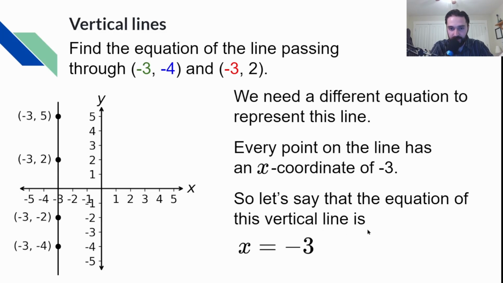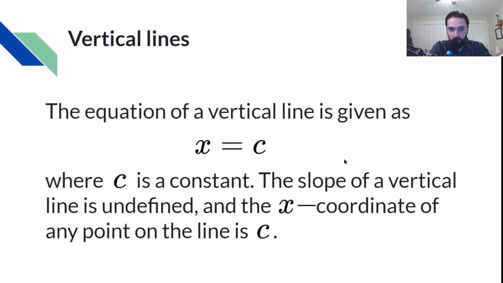So that's our answer. And that looks a little goofy at first. Usually when we have x equals something, that's going to be the solution to some equation that we solve. But in this context, we're going to say that the equation of a vertical line is given as x = c, where c is a constant. The slope of a vertical line is undefined, as we showed by using the slope formula. And the x-coordinate of any point on the line is c. In our case, on the previous screen, we had c equal to -3.